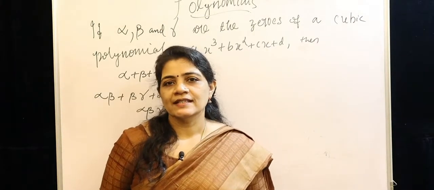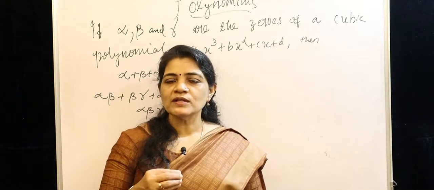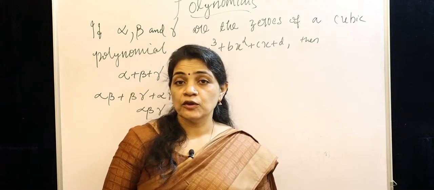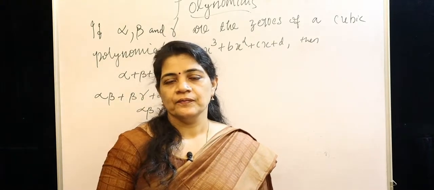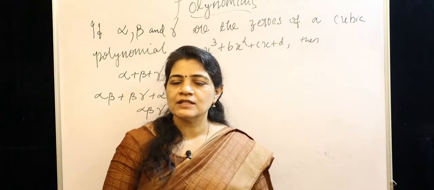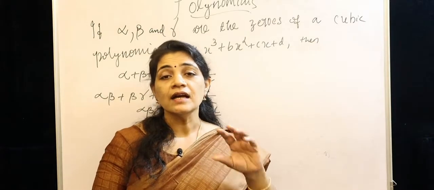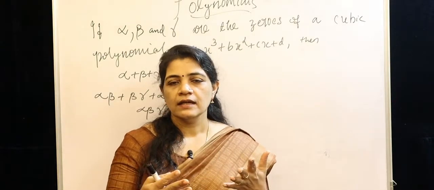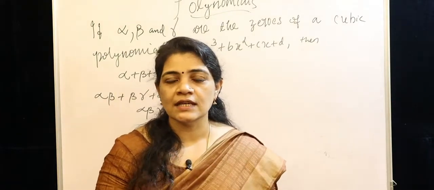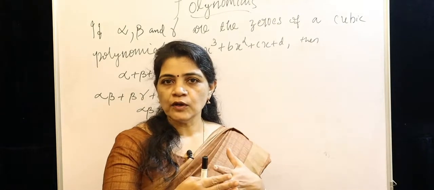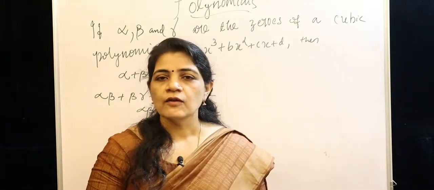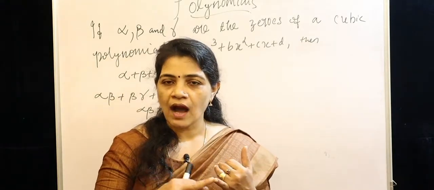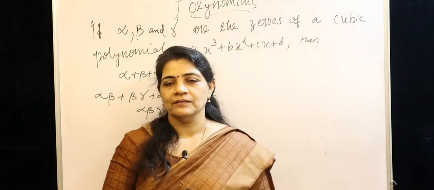Next we are going to discuss the relationship between zeros and coefficients of a cubic polynomial. We know the general form of a cubic polynomial, that is of degree 3: ax cube plus bx square plus cx plus d. Its highest power is 3, so it will have 3 zeros. A quadratic polynomial has 2 zeros, alpha and beta. A cubic polynomial will have a maximum of 3 zeros, so let them be alpha, beta and gamma.